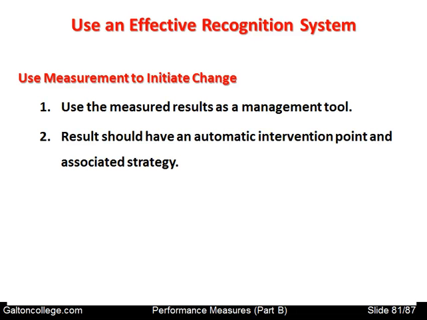Results should have an automatic intervention point and associated strategy. Management need to know when to get involved. Perhaps a particular subsystem is not achieving its key performance indicators. It's not achieving the results that were required. But that may be a temporary issue, which may be explained in various ways. So there's no need for high-level intervention.